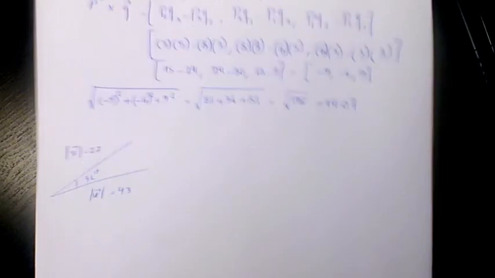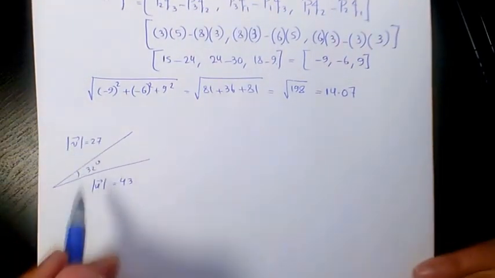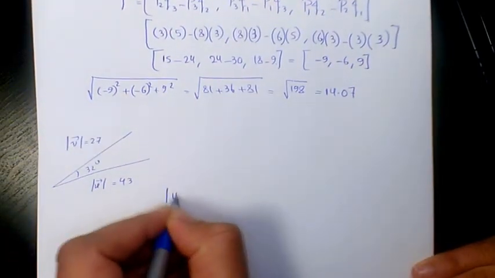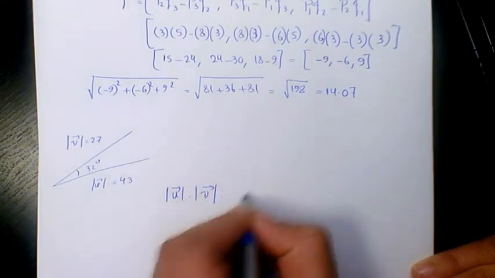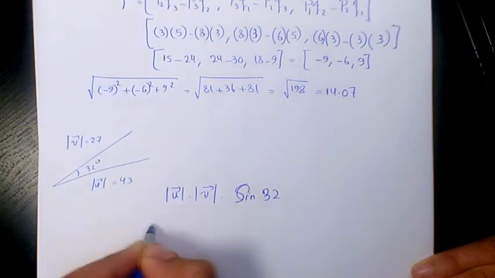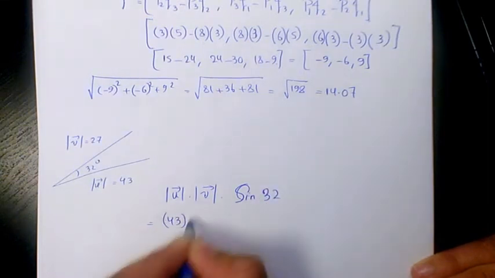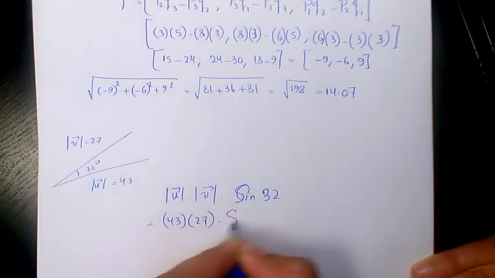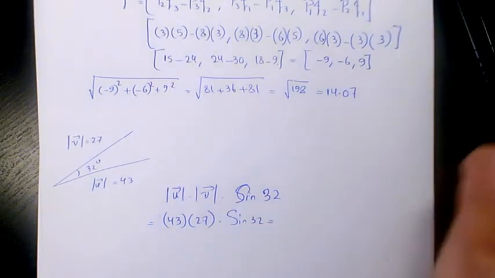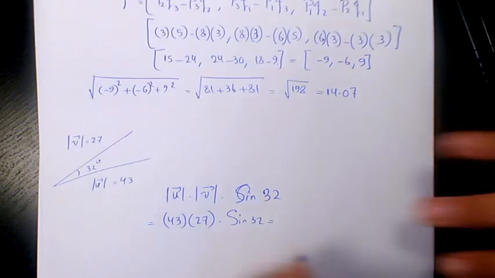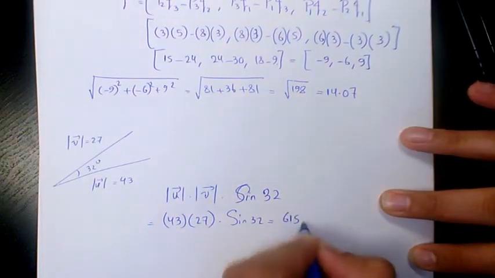Now let's find out the area of the parallelogram for this one. That's easier. It's going to be the magnitude of u times the magnitude of v times sine theta, which is 32 degrees. That will be 43 times 27 times sine 32. That makes it 615.23.